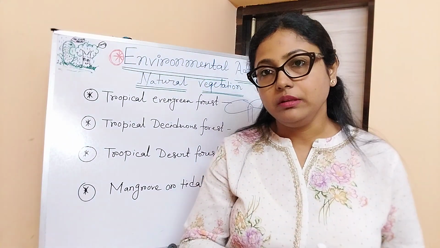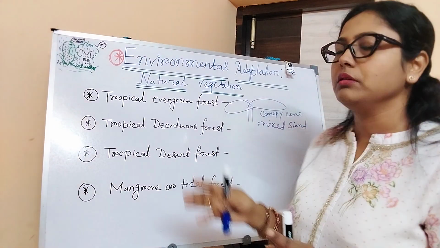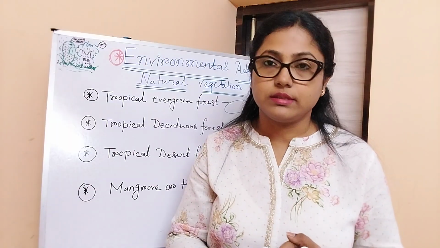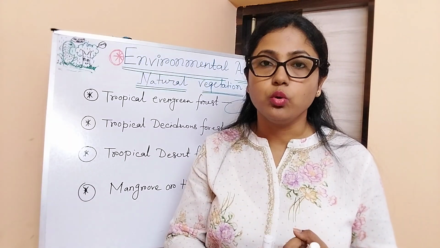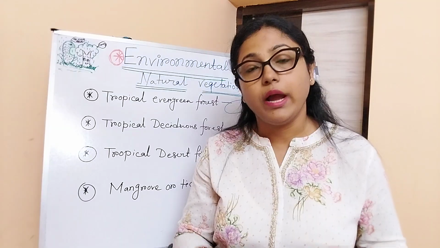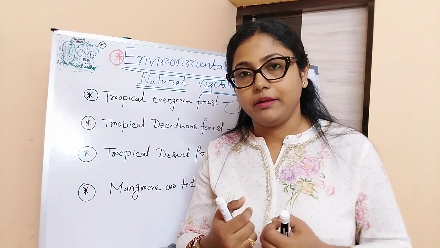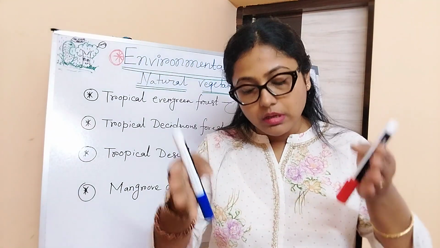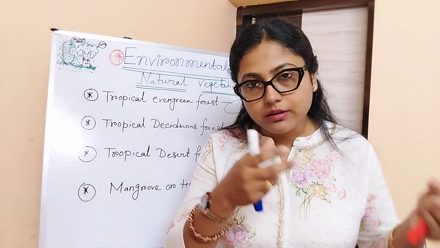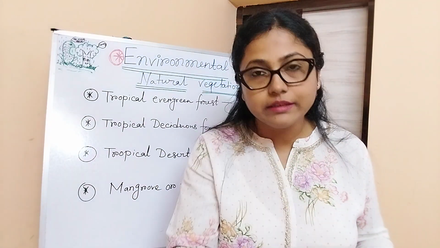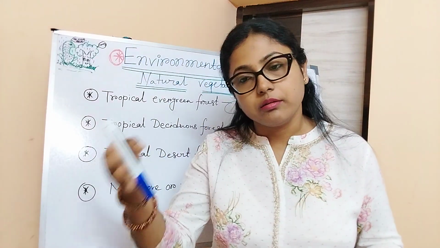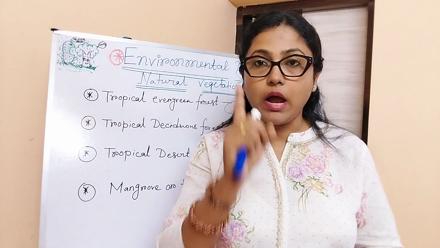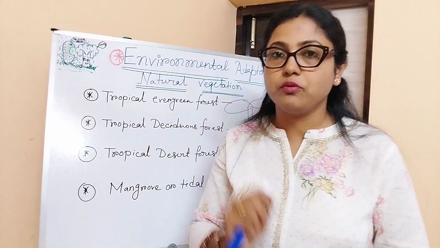So what will happen? They have several environmental adaptations. One is they have a long root system. Roots grow to the greater depth. Why? To get water from the greater depth. Because rainfall is very less, the groundwater level also is very low. So to get the fresh water from the greater depth, the roots grow to the depth only. So long root system. This is one environmental adaptation of this forest.